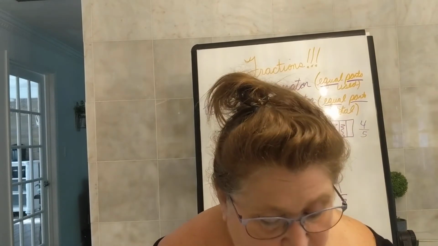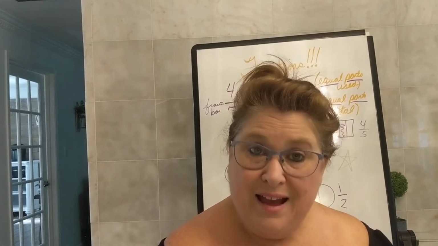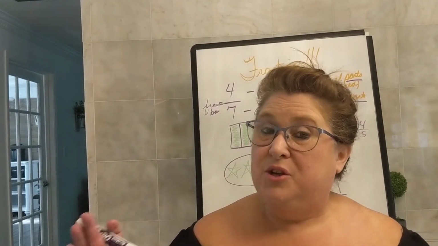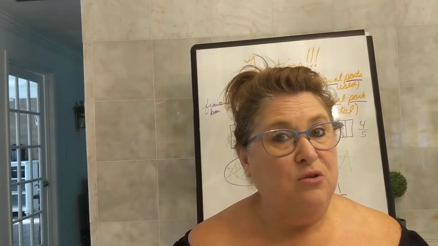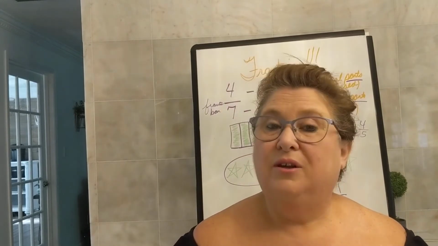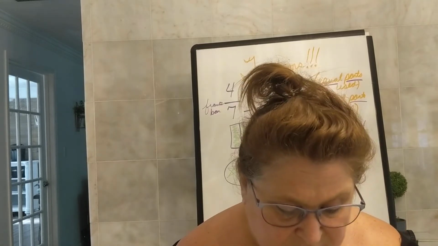And then it says, write another fraction to show what part he has left. So our denominator is still going to be 5 because that was the whole. And if he spent 2, how much does he have left? 3. So our fraction would be 3 over 5, or 3/5.